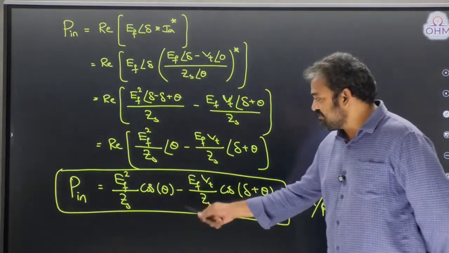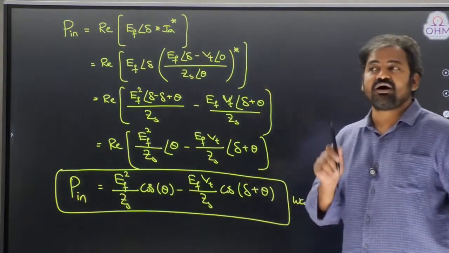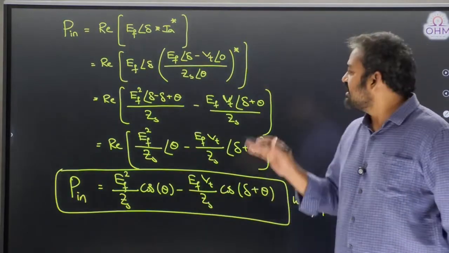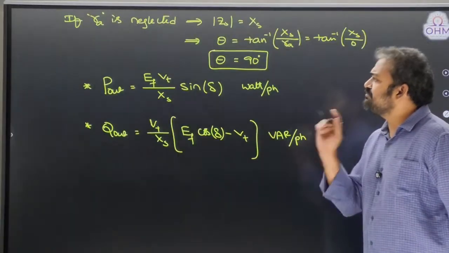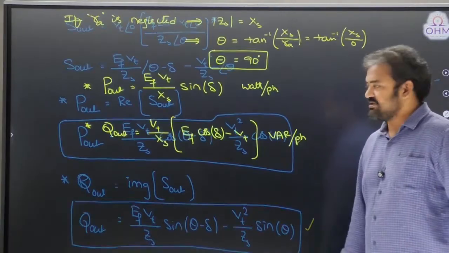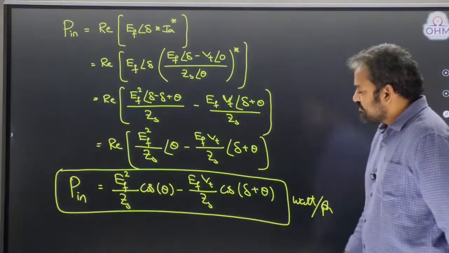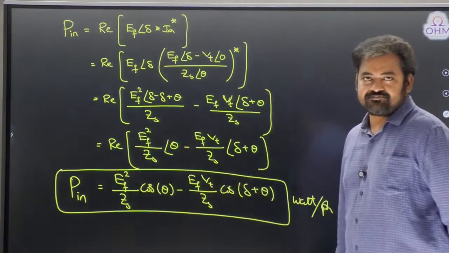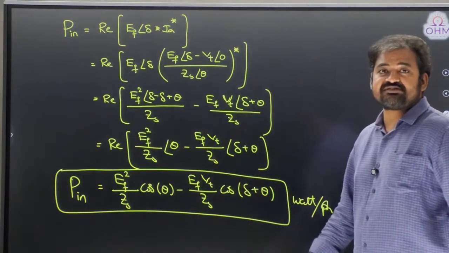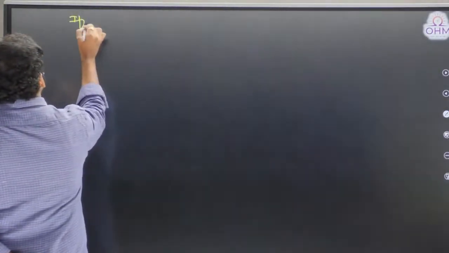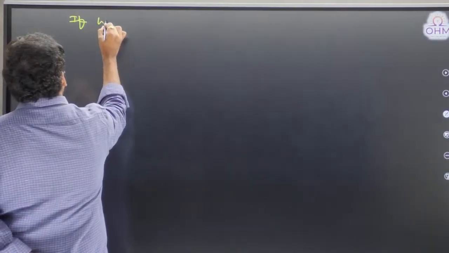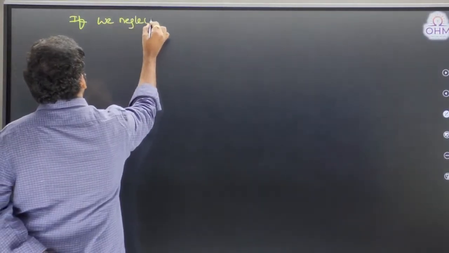But if I wanted to simplify, you obviously can't memorize these equations, learn the derivation part. It's a very simple derivation, simply V I conjugate. So now what I'm asking you is, can you simplify this equation? What is the thing you can do to simplify this equation? Neglect armature resistance. See what happens if we neglect armature resistance.